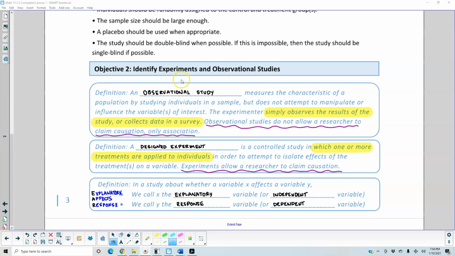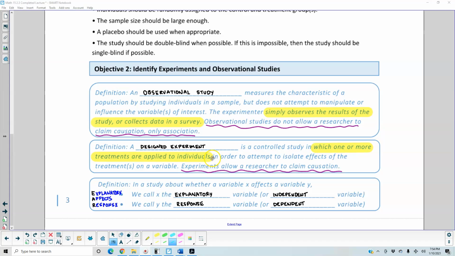Objective 2. Identify experiments in observational studies. Definition. An observational study measures the characteristic of a population by studying individuals in a sample, but does not attempt to manipulate or influence the variables of interest. The experimenter simply observes the results of the study or collects data in a survey. Observational studies do not allow a researcher to claim causation, only association.